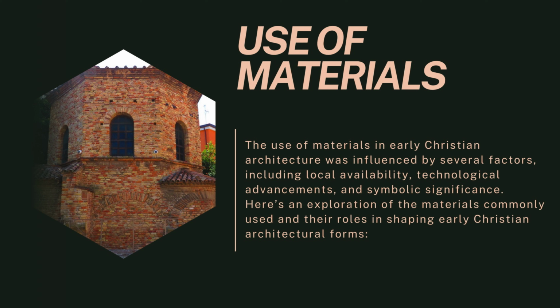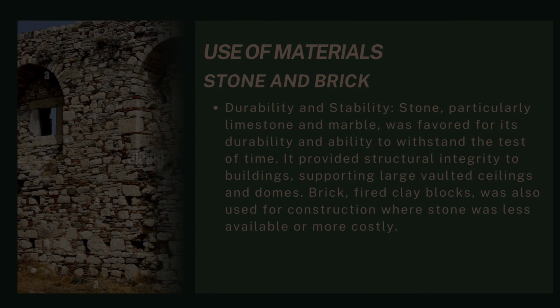Use of materials. The use of materials in early Christian architecture was influenced by several factors, including local availability, technological advancements, and symbolic significance. Let's move to the materials commonly used and their roles in shaping early Christian architectural forms. First one is the stone and brick.